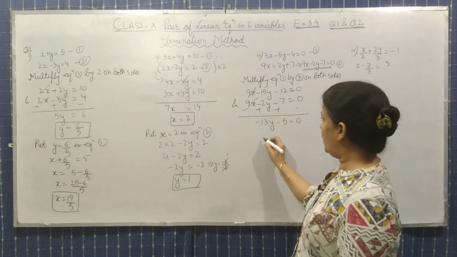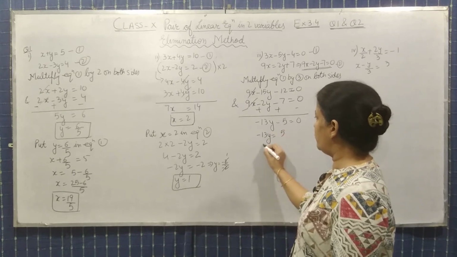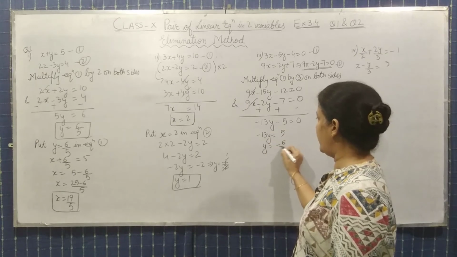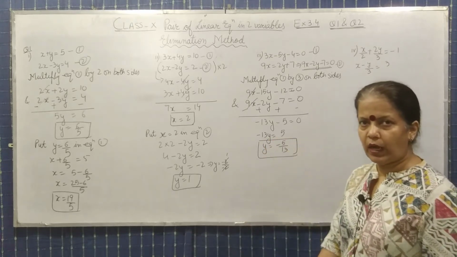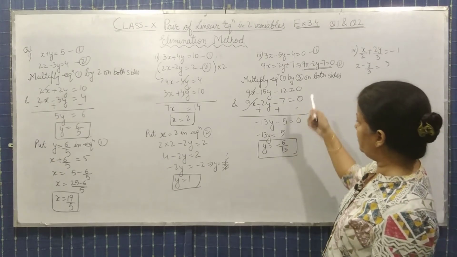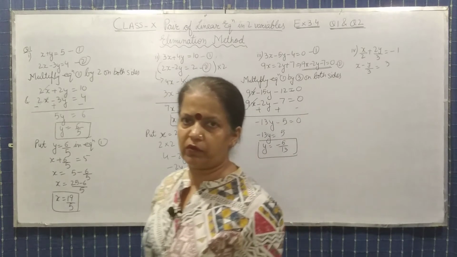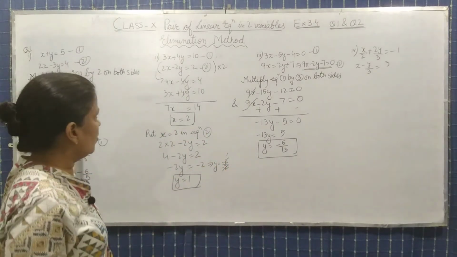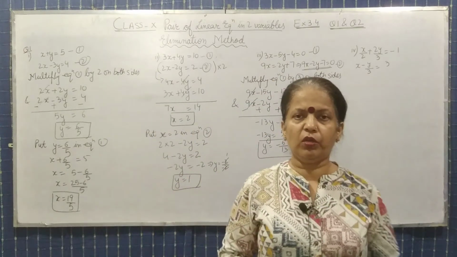So here what answer you will get it, minus 13y equal 5. So y equal minus 5 by 13. Clear? अब क्या करेंगे? You will put this value of y equal minus 5 by 13 in either of the equation to solve it further, as we did it in first and second part. Okay, that you will do it yourself.